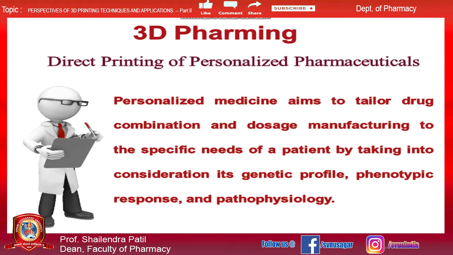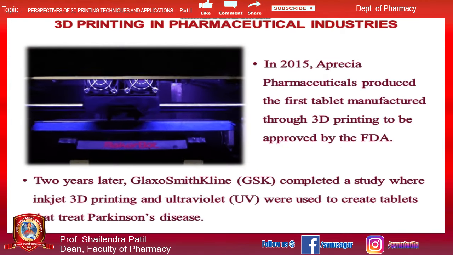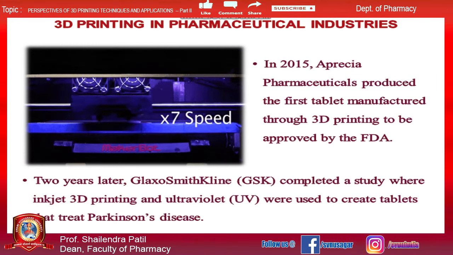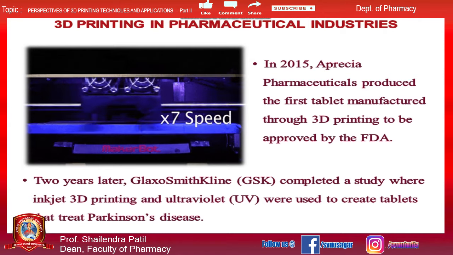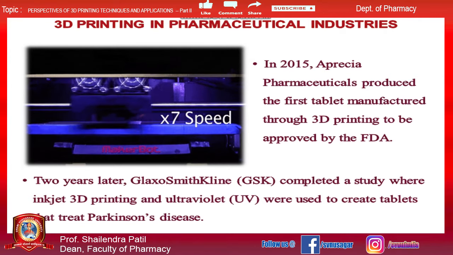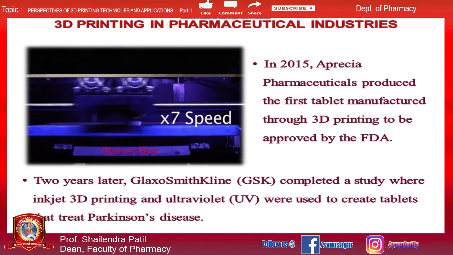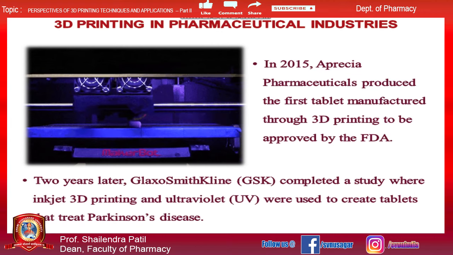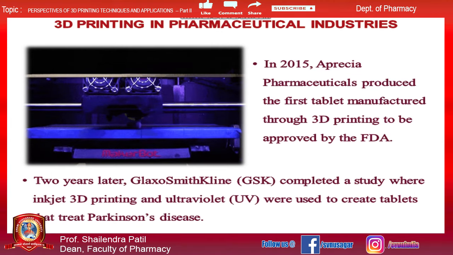patient's need. Now, this 3D printing is being utilized in pharmaceutical industries, as this technology was granted approval by the US FDA in the year 2015 to Aprecia Pharmaceutical. They produced the first tablet manufactured through 3D printing, which was approved by the authorities. Two years later, GSK completed a study where inkjet, 3D printing, and ultraviolet were used to create tablets to treat Parkinson's disease.